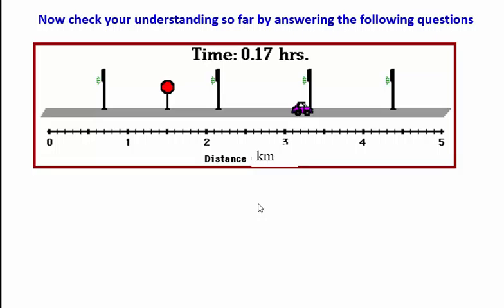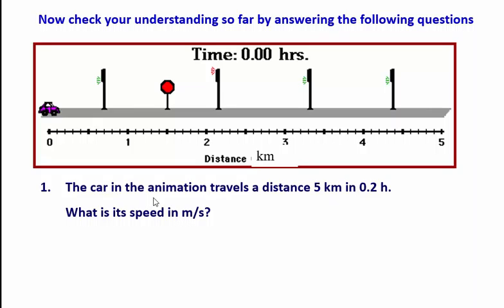Now check your understanding so far by answering these questions based on this animation. The car in the animation travels a distance of 5 km in 0.2 hour. What is its speed in meters per second? Watch that the distance is in kilometers and the time is in hours. You need the speed in meters per second. Write down all the steps.